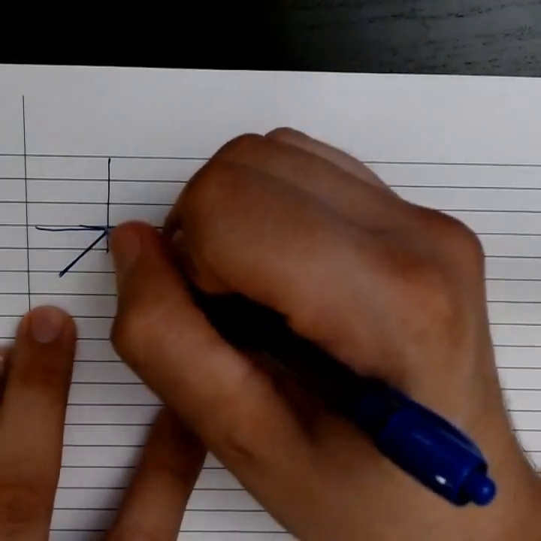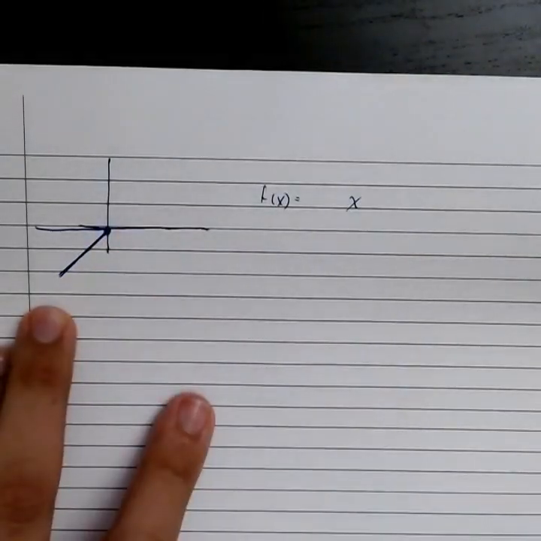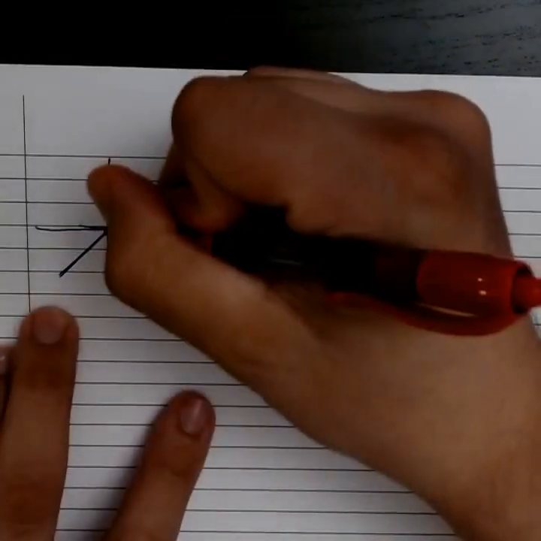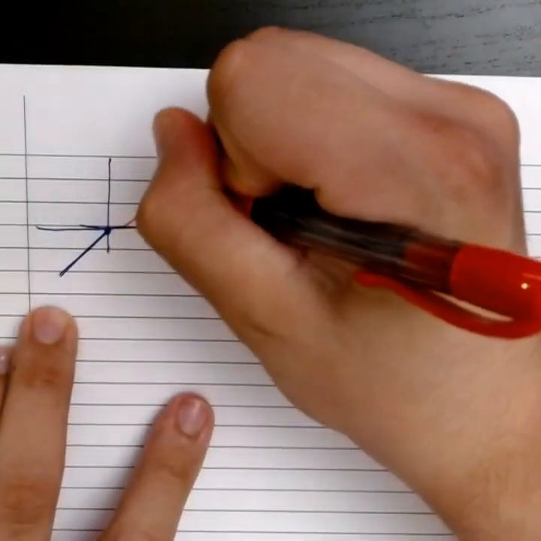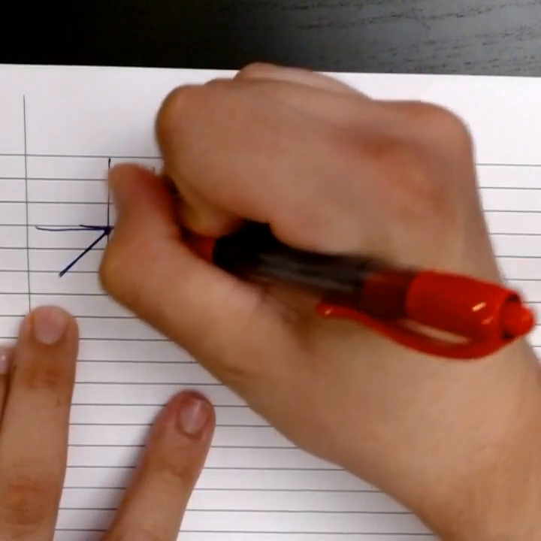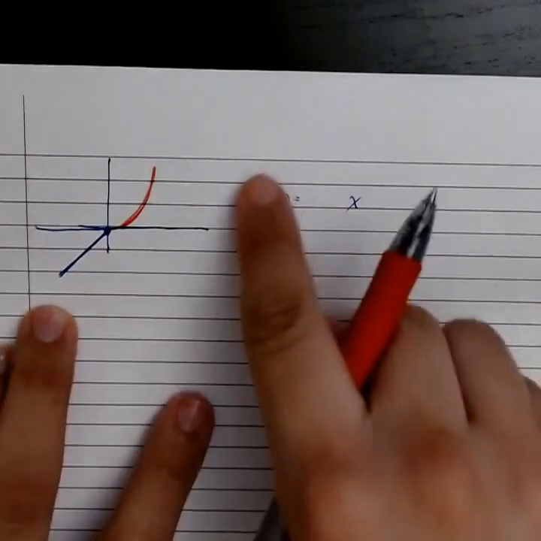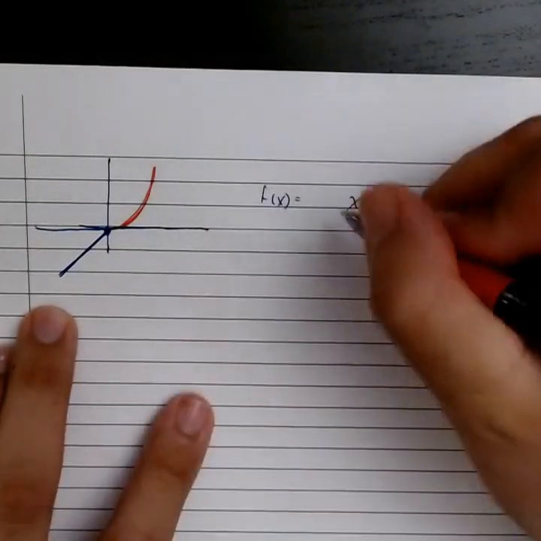But why'd you stop there? Well, let's say once I get to that point, I no longer want it to behave like a straight line. Let's say now I want it to behave like a parabola. This is y equals x squared. Okay, so now f of x is not equal to x. It's equal to x squared.